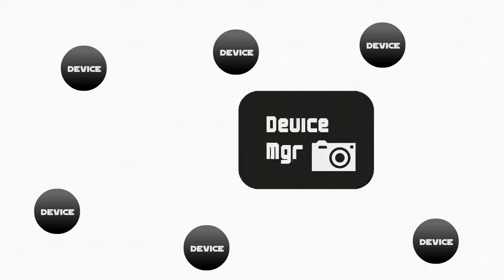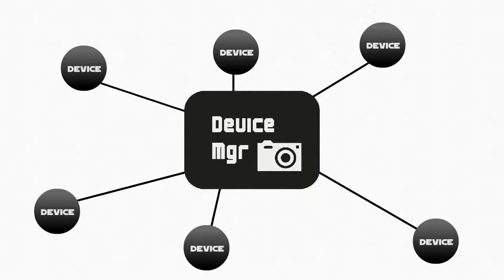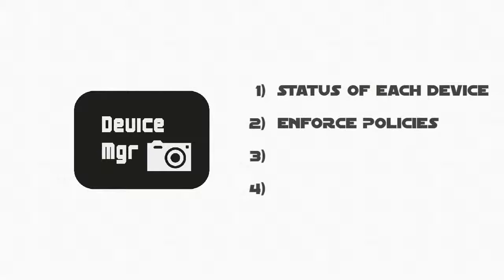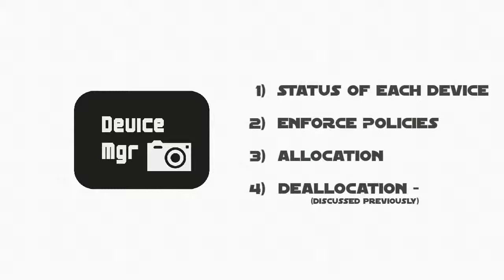There is a constant change in the marketplace with device technology. The Device Manager must manage every peripheral device. It has four basic functions. 1. It has to monitor the status of each device. 2. Enforce policies to determine which process will get a device and how long for. 3. Allocation. And 4. Deallocation, something we discussed previously.